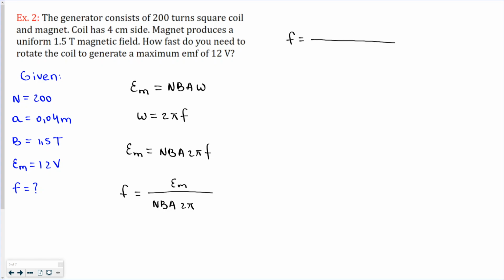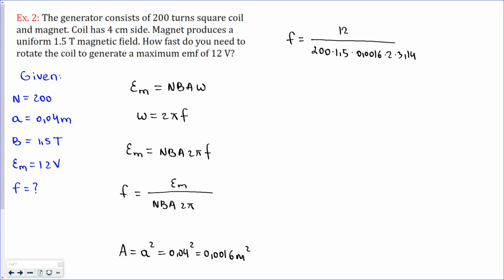So if we put the numbers, what we get? 12 volts, and it is 200, and the field it is 1.5 Tesla. The area, we don't know the area. We can find the area here. We said it is square, so we just multiply two sides. 0.04 squared, 0.0016 meters squared. This is the area of a coil. 2π is 6.28, and 0.0016 times 2π.